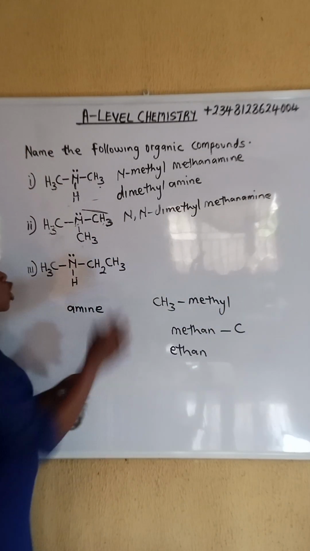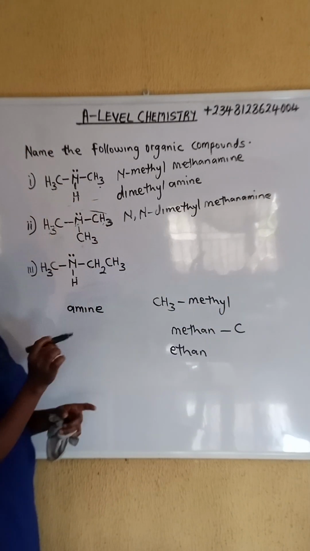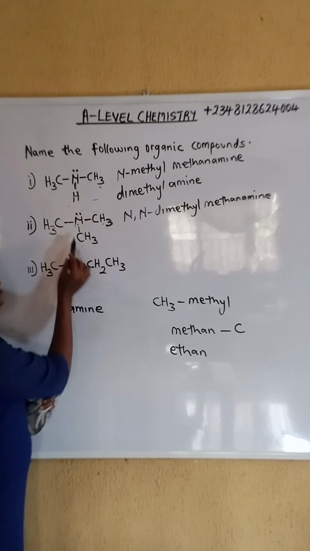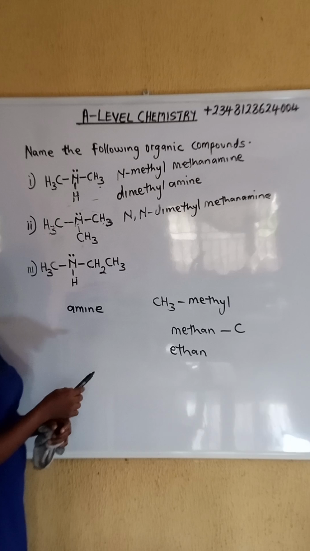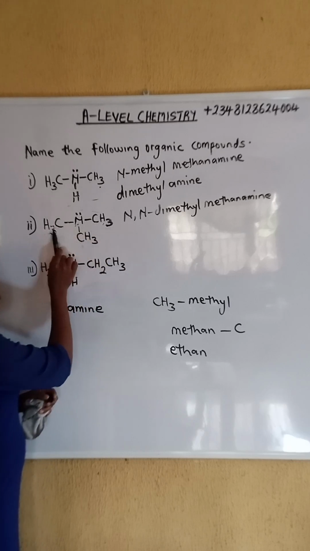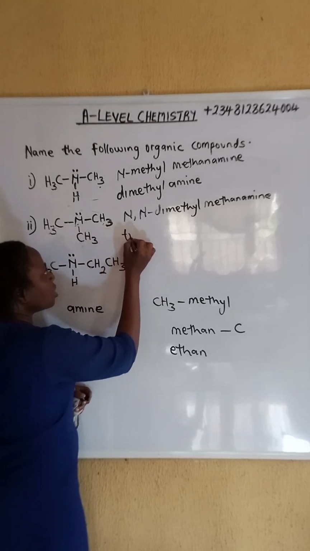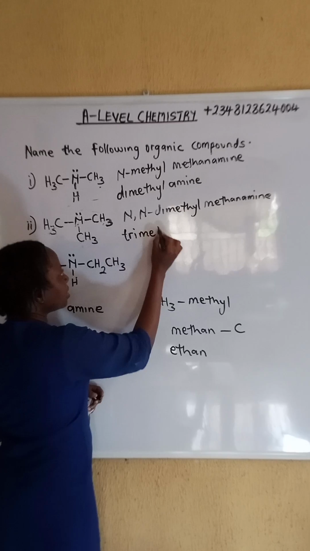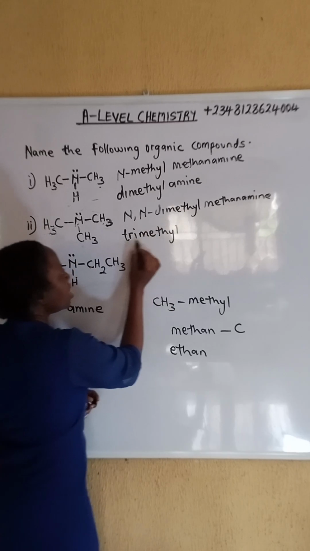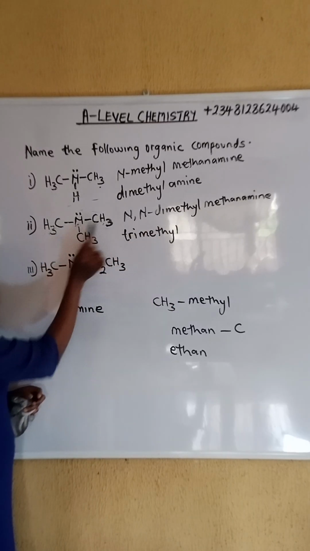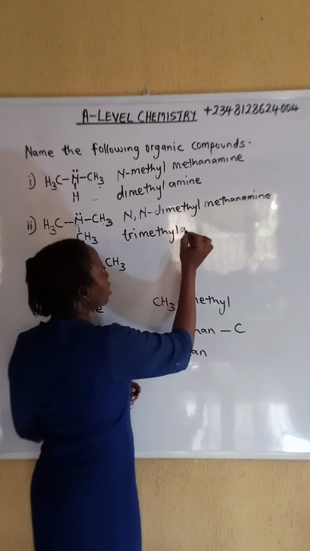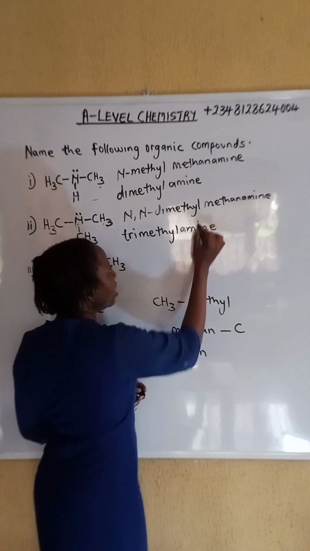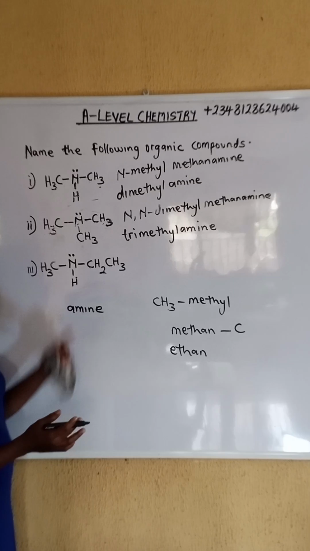So let's use the second method. Then you can see that the same substituent is attached to what? To nitrogen. Then methyl. So we are going to call it trimethyl. Tri means three. So we have three methyl groups attached to nitrogen. So trimethylamine. That is another name for that.